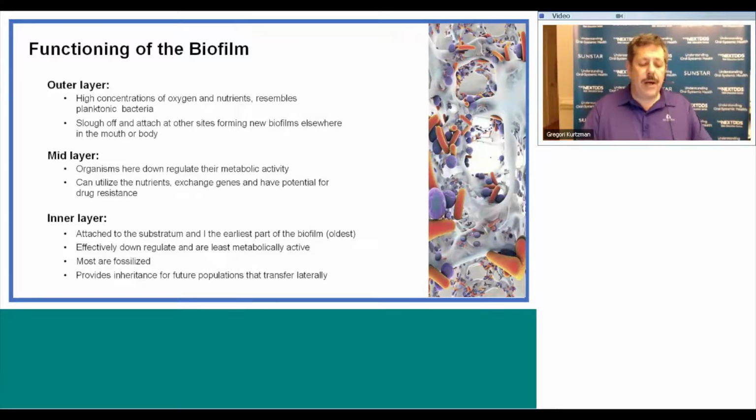And then we have the inner layer, which is attached to the substratum and is the earliest part of the biofilm, the oldest. It is effectively downregulated, at least metabolically, and most of it is fossilized. So most of the bacteria in this area, because of the mid-layer and outer layers, is basically hibernating in a sense. So this provides inheritance for future populations that transfer laterally.